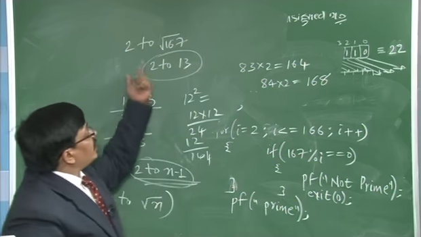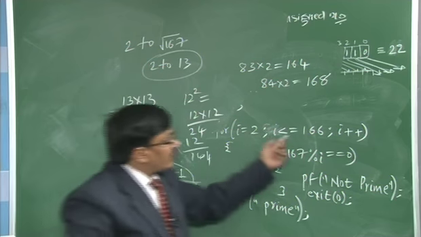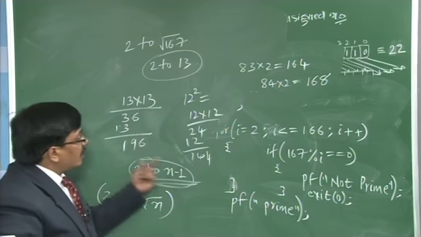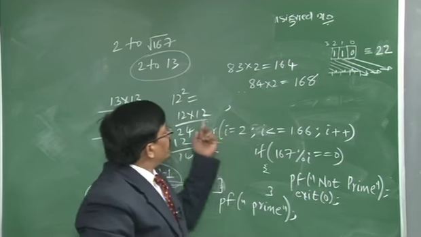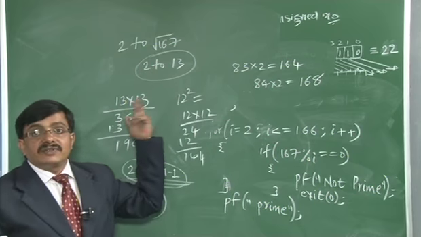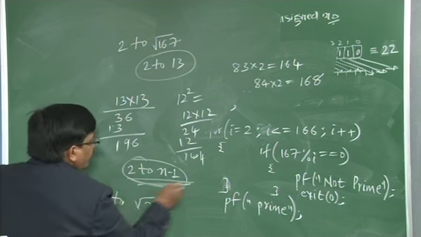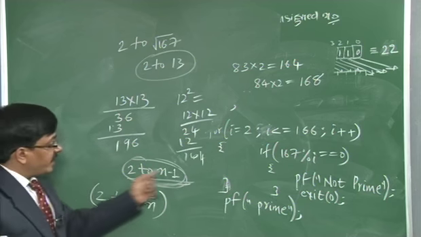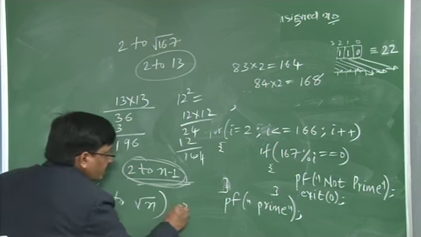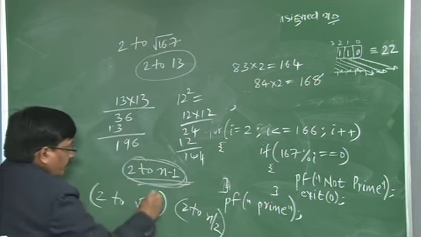So, now 2 will not divide, 3 will not divide, 4 will not divide, 5 will not divide. No need of going up to 166, or up to 167 by 2, that is up to 83. Now, 2 to 13, these divisions are sufficient to say whether a number is a prime number or not. This is the best logic compared to the three logics that we have seen. One is 2 to n minus 1, the other logic is 2 to n by 2, and the one more logic is 2 to root n.